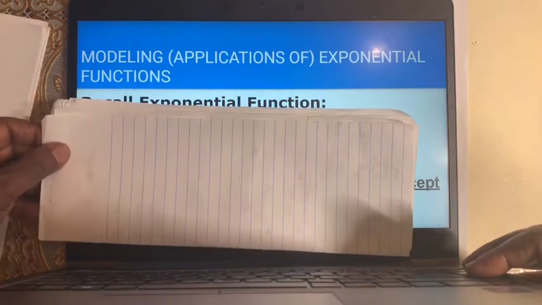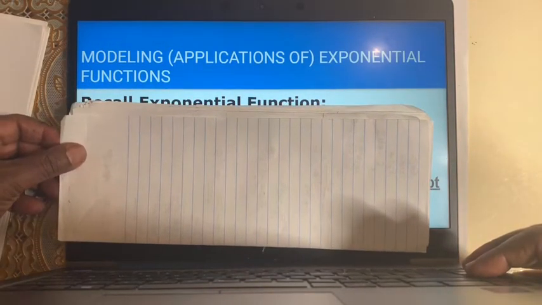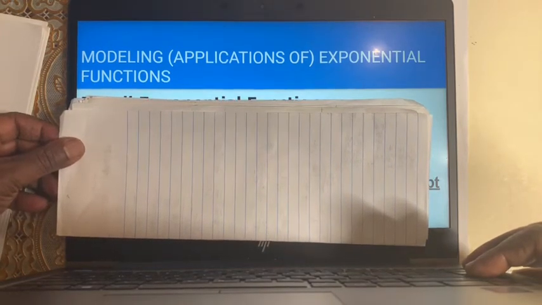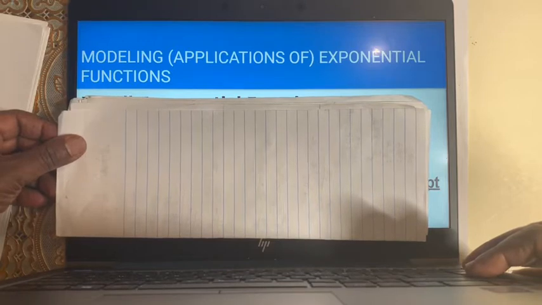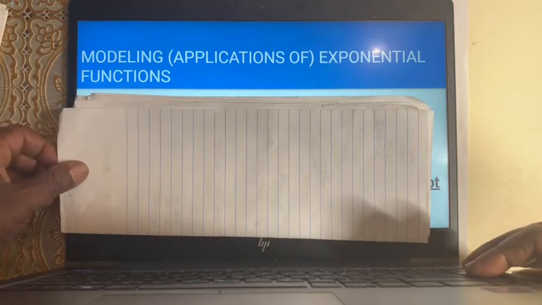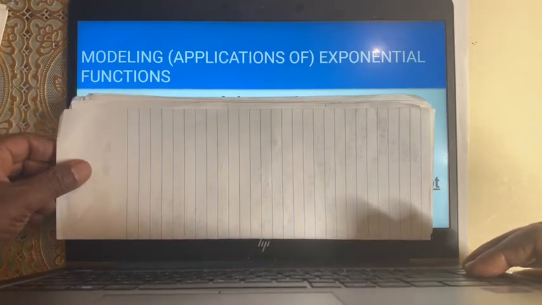Today we are learning about modeling applications of exponential functions, in everyday life or in real situations. We are solving different problems.